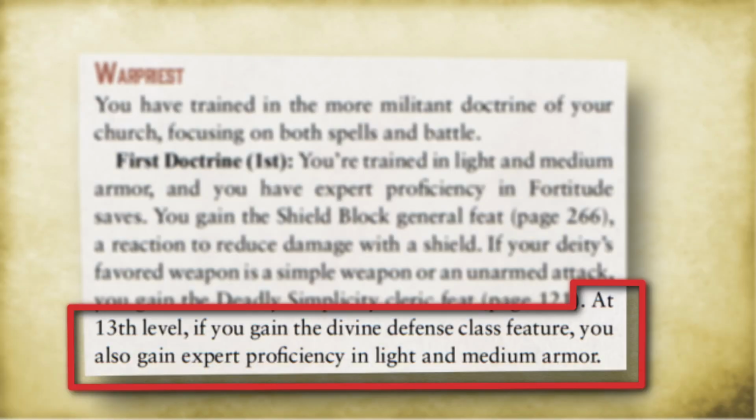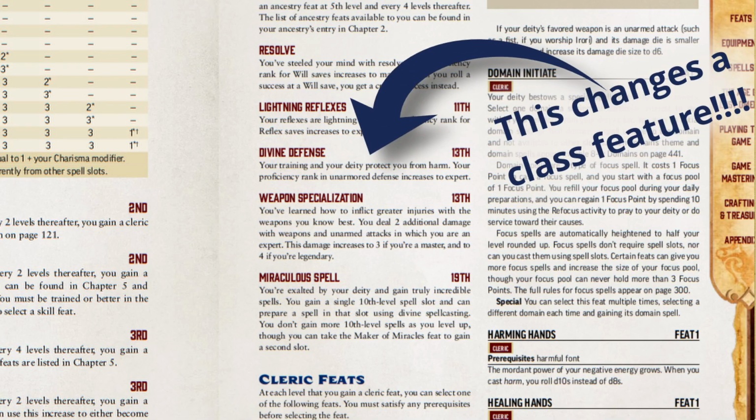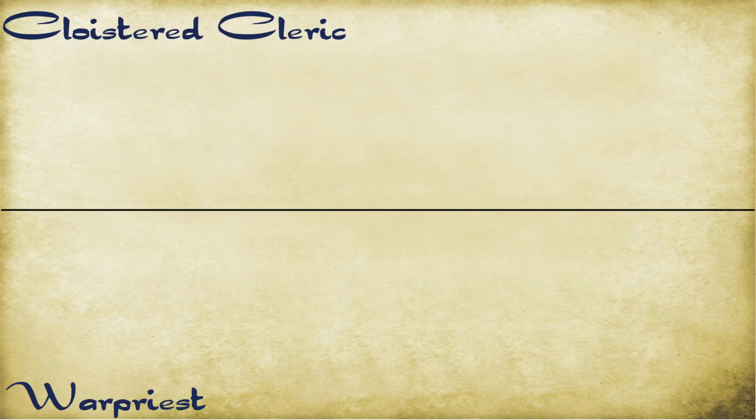But it's even better than that, because they advance to expert proficiency in both of those armors at level 13. This makes it quite a bit better than just getting 2 general feats. In a sense, this is adding or manipulating a class feature, which is nice, and that makes me excited for what else they might play around with in future Cleric Doctrines. I think that's neat. Okay, let's lay these 2 doctrines out side by side and see what they look like.